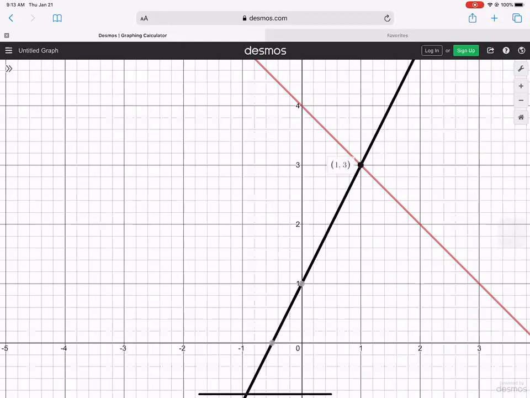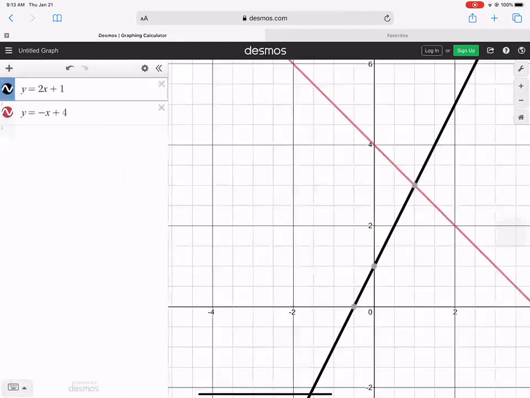Now, let's take a look at the original equations though. The original equations I wrote here are 2x plus 1 and negative x plus 4. Now, us graphing something to solve it is not that bad. Graphing a line on the computer is super easy, okay? And it's always super accurate because the computer is doing most of the work. We're just kind of plotting the two dots.